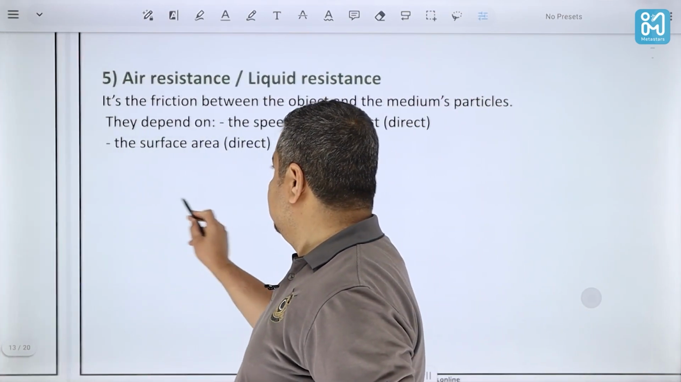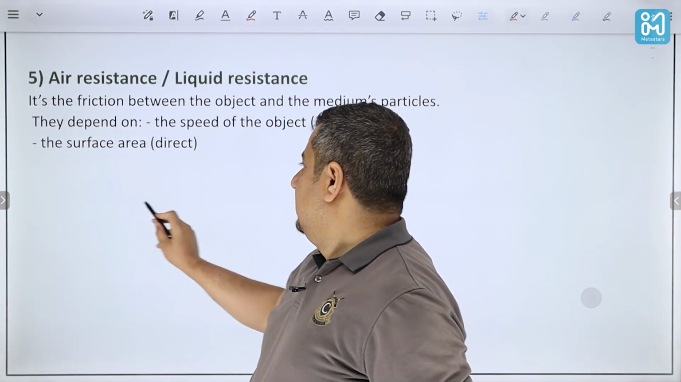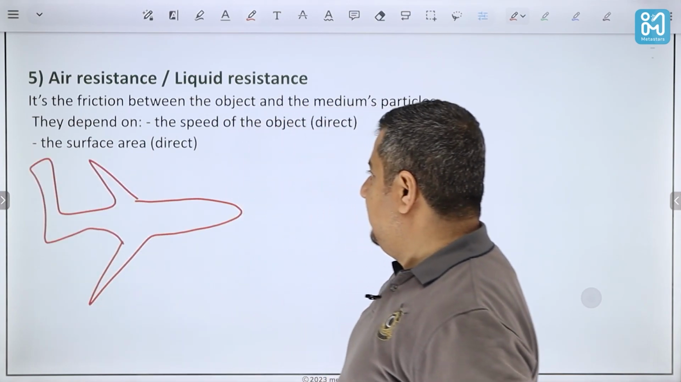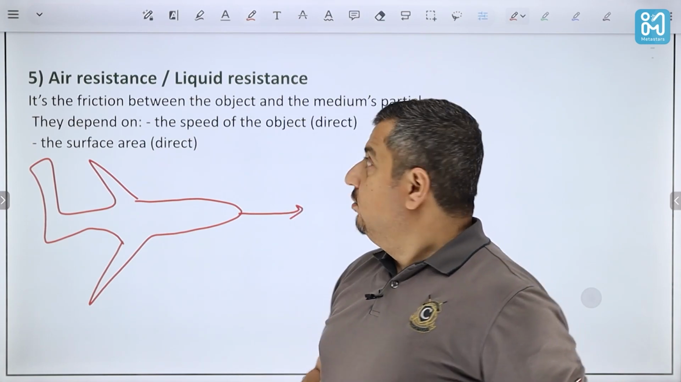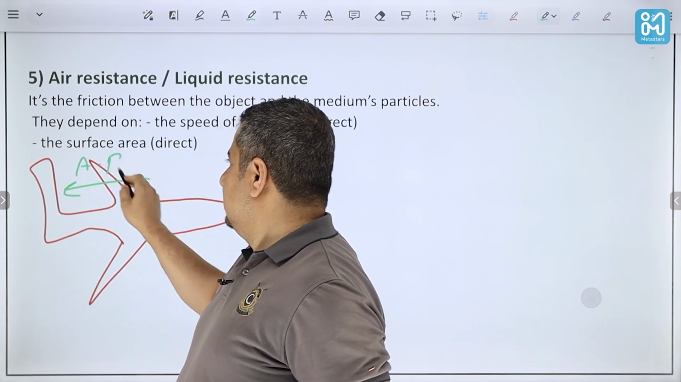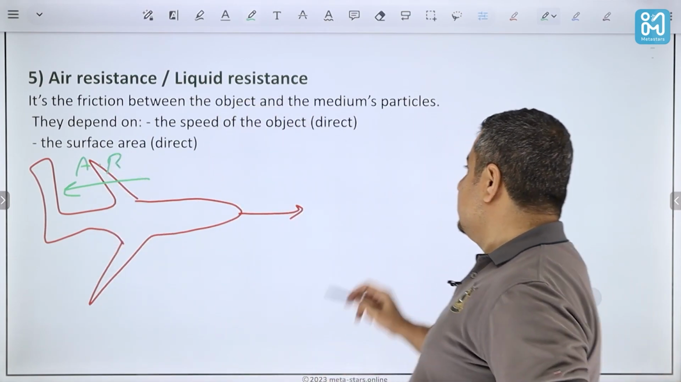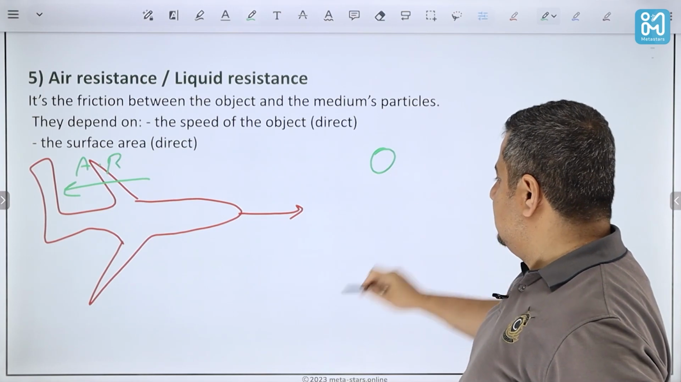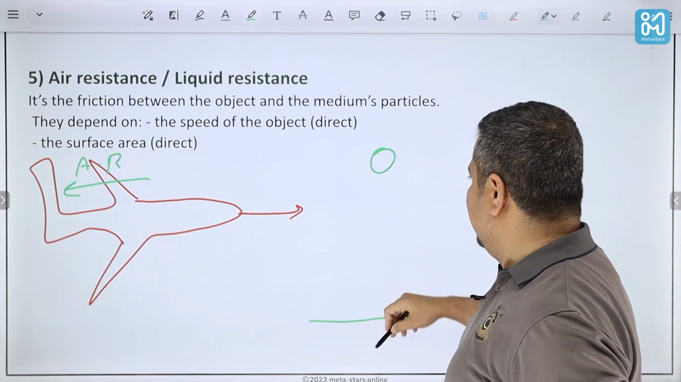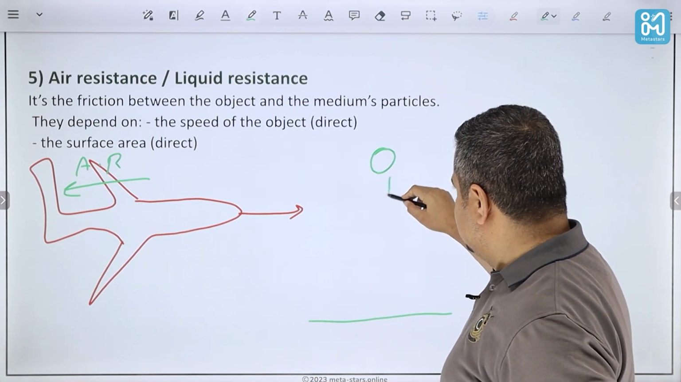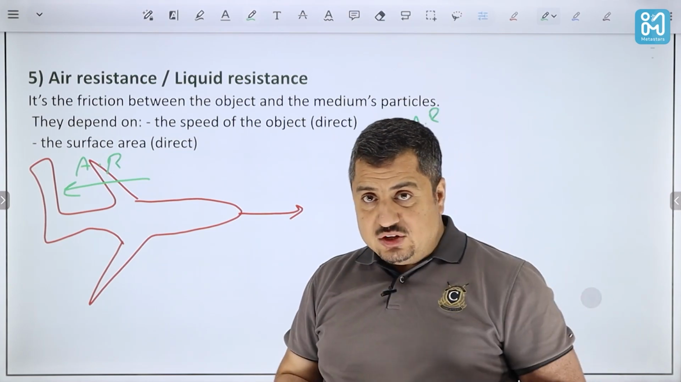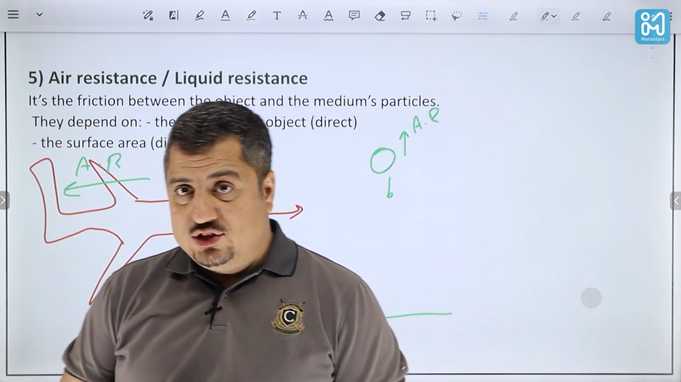If I have an airplane, for example, let's imagine that this is an airplane. If this airplane is moving in this direction, the air resistance will be in the opposite direction. And of course, if we have an object that is released from some height and drops to the ground, because the movement is downward, the air resistance will be upward. So it is always in the opposite direction of movement.